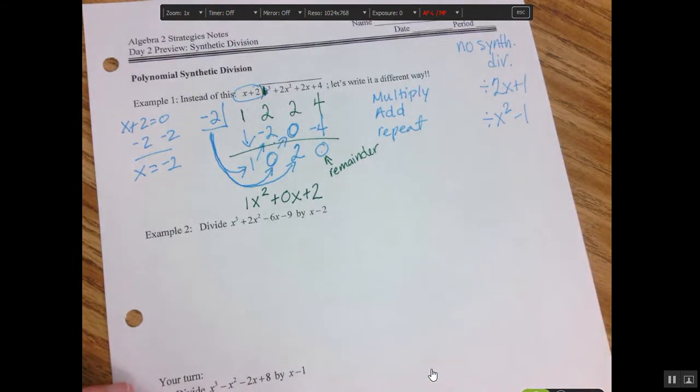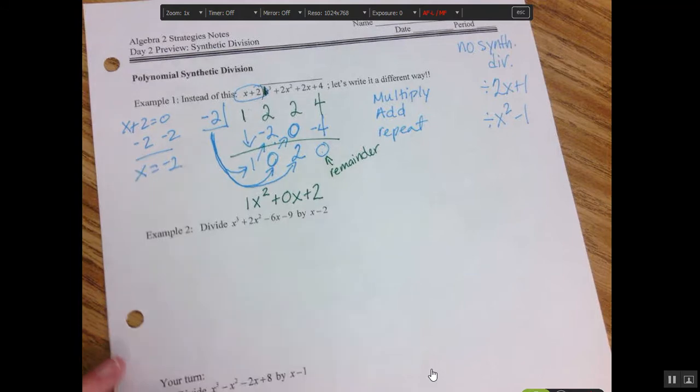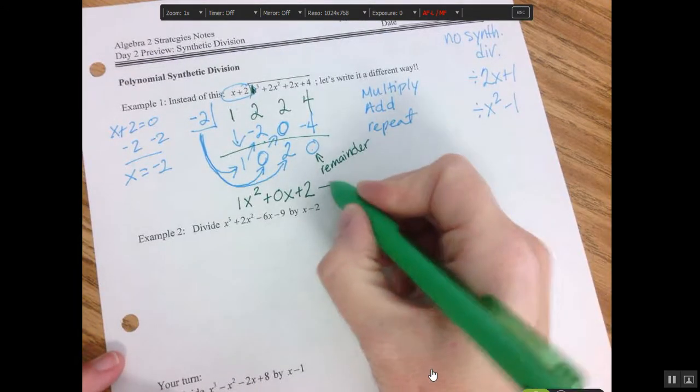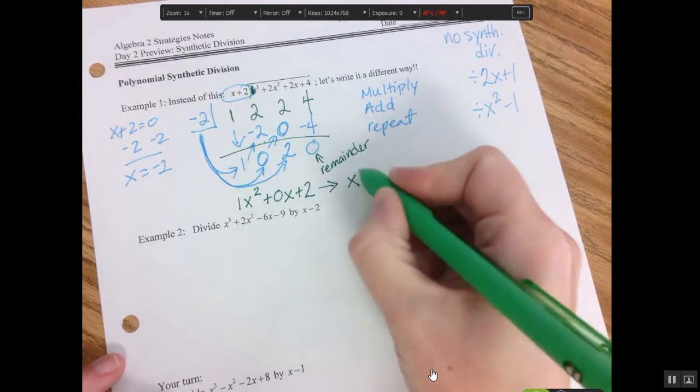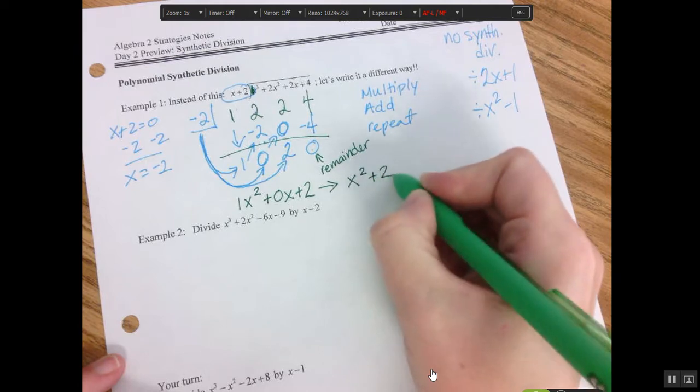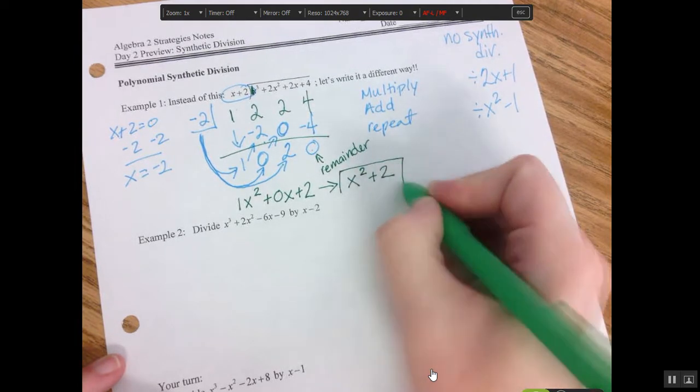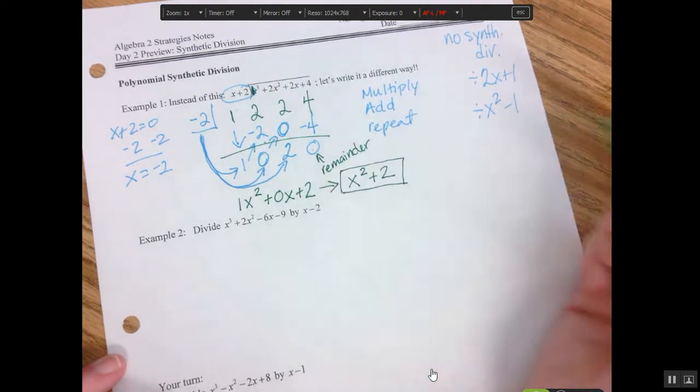You have to write 0x? No. It's better to not write 0x, and so we're going to write a final answer out. But I wrote it the first time because I wanted to show you where everything lands. You have to write the 1 in front of x? No, so you can write your final answer as x squared plus 2. That's the best answer. And since there's no remainder, you don't have to write 0 as your remainder. You just leave it off.